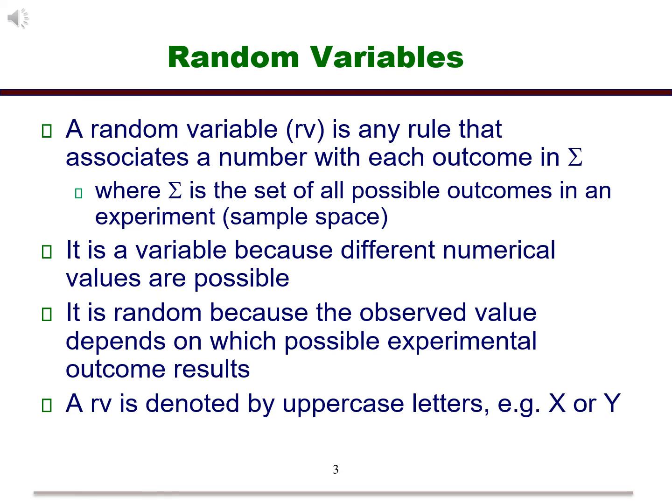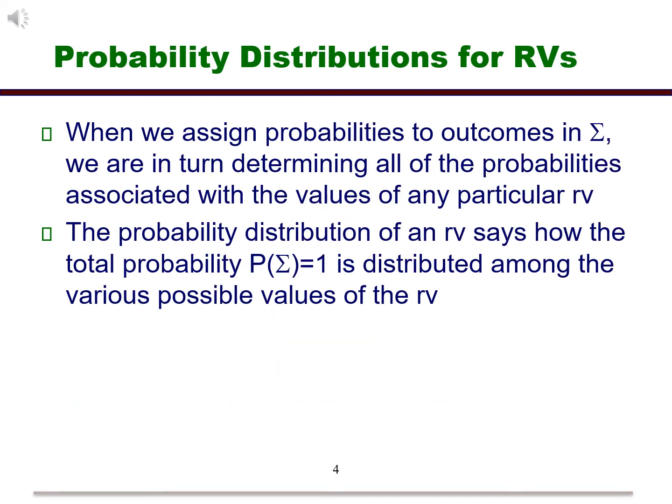When we assign probabilities to each outcome, we are setting up the probability distribution. The probability distribution of a random variable says how the total probability is distributed among the various possible values of that random variable. You should note here that the probability for all of the outcomes in the sample space is 1. There are two main types of random variables in probability distributions.